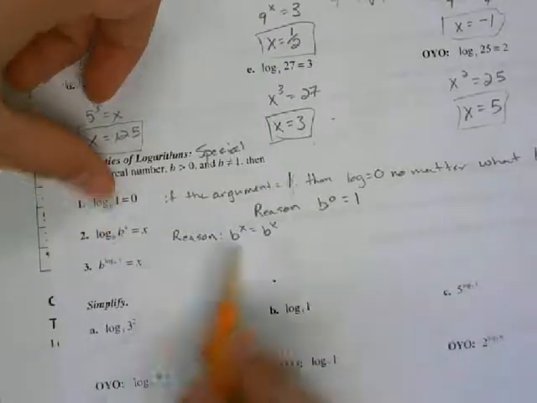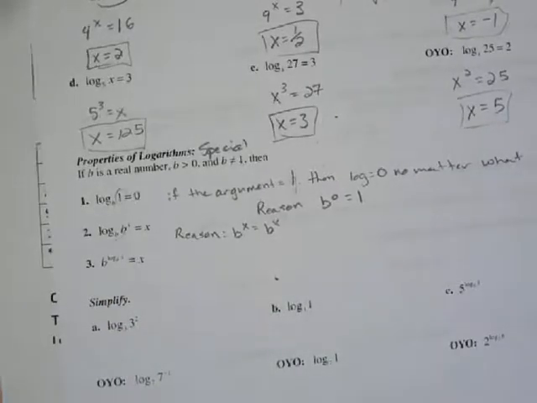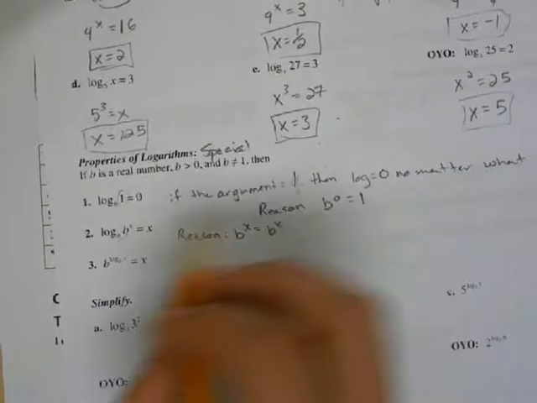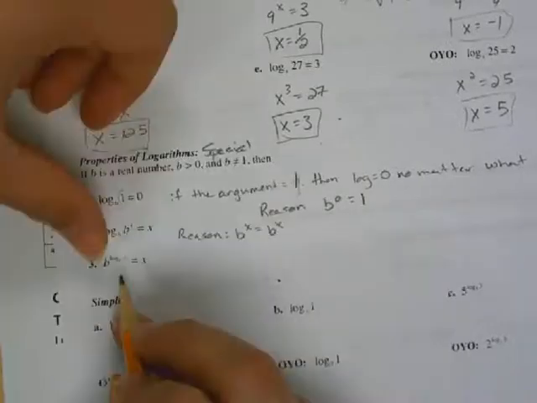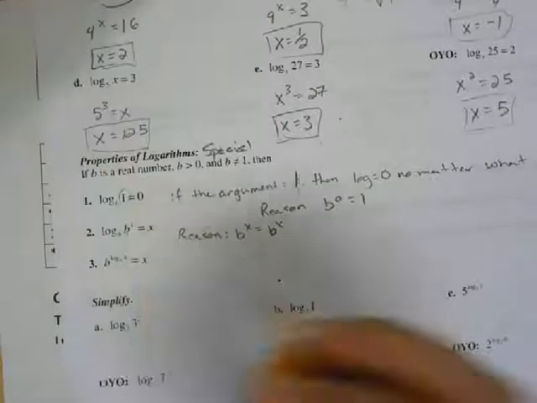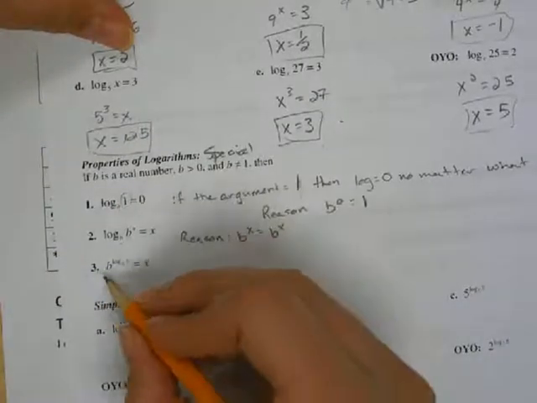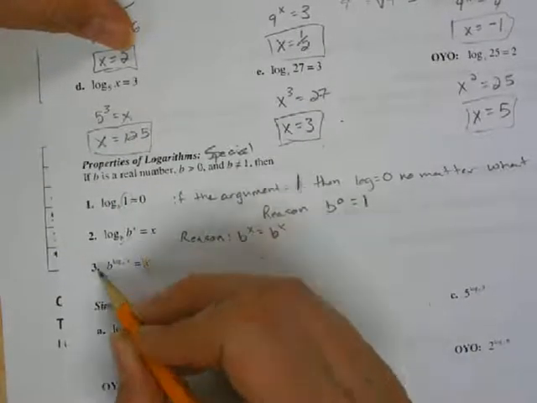Well, that's going to be true no matter what b is and no matter what x is. That will always be true. Okay, so this will always hold true. Same thing here. First of all, this is an exponential form. A lot of people want to say it's logarithmic because there's a log there. But this is a base raised to an exponent, so this is exponential form.